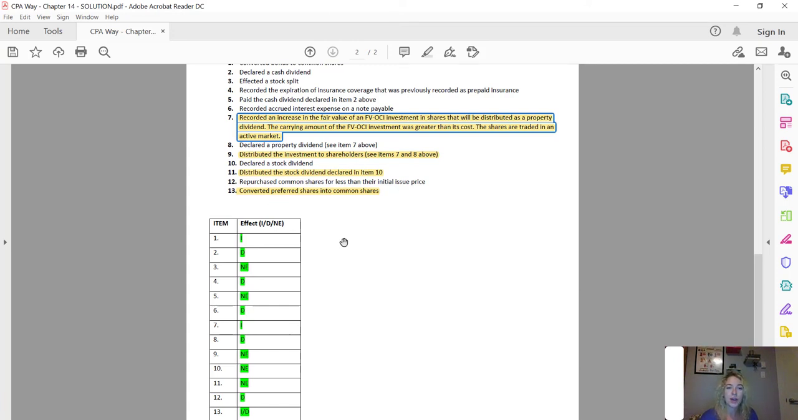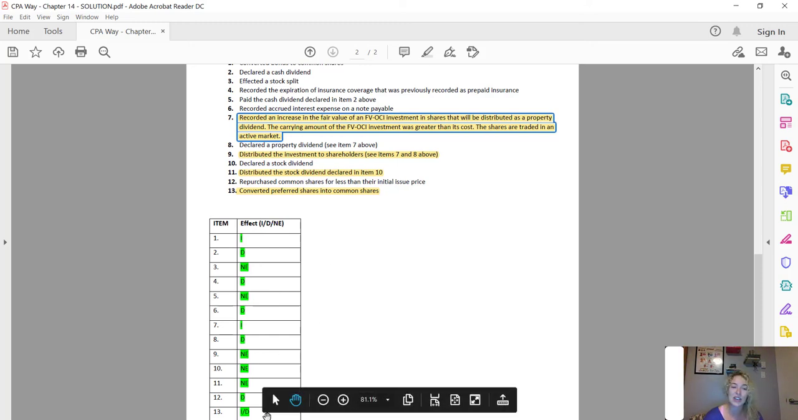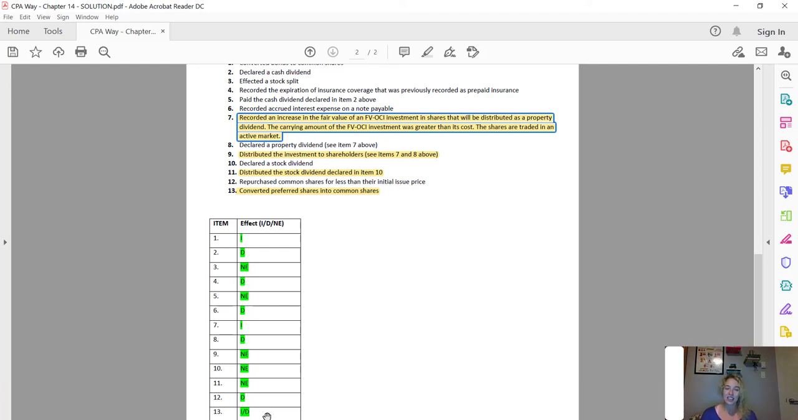Okay. So 13, converted preferred shares into common shares. And this is an interesting one because it really depends. This one should have been increase, decrease, and it should have been no effect. And here's why. In the next chapter, you're going to see complex financial instruments where we really need to investigate these pref shares. Are they acting more like debt or are they acting more like equity? This answer took a little bit of an assumption and didn't state the assumption. So yours would have been marked right either way had this been an exam.